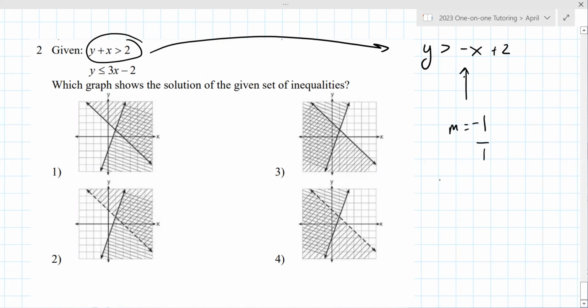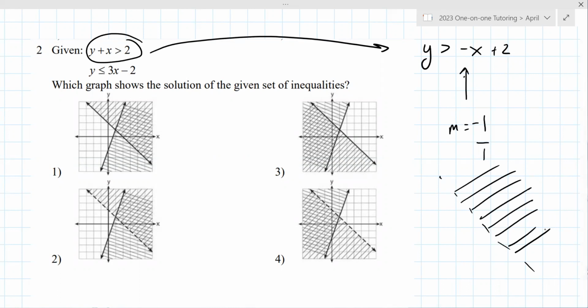But you're shading above it, right? Like if this is the line, let me draw a dashed line. You're shading that way. Oh, so then this number 4 wouldn't be right. And it's not number 3 if we're shading that way. So my options are 1 or 2. Yeah, at this point it's 1 or 2.